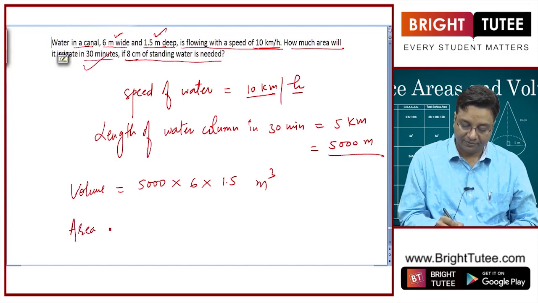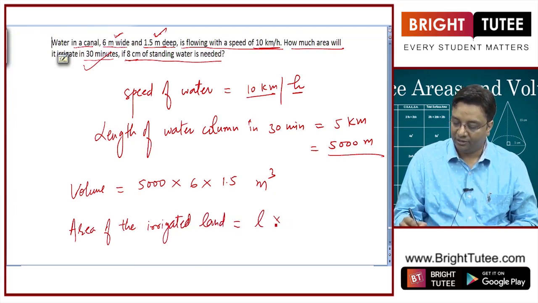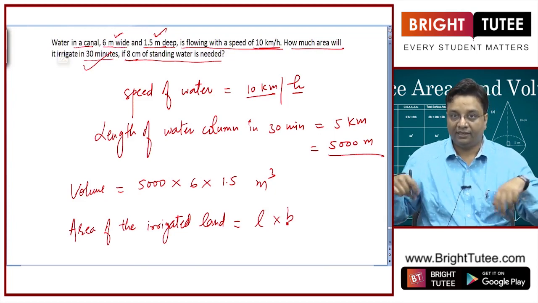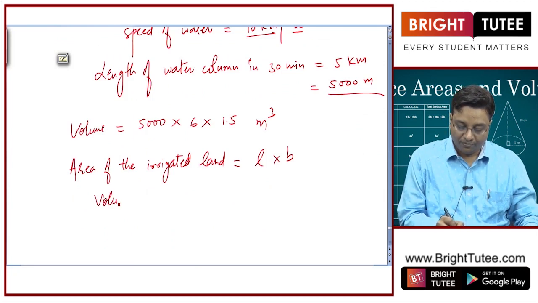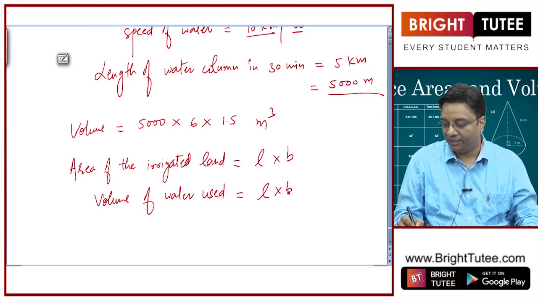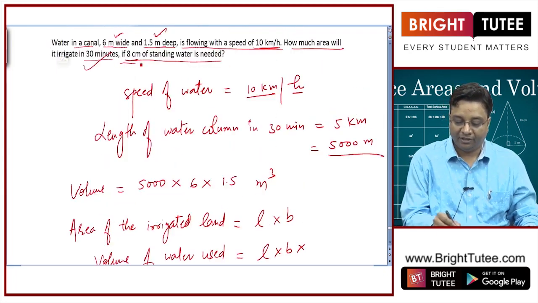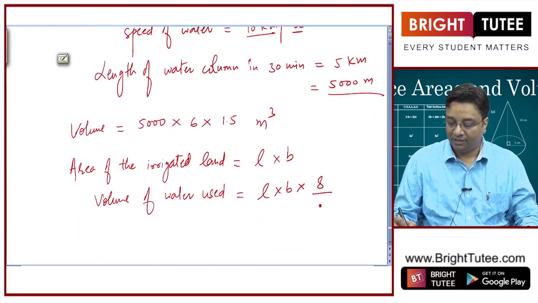So area of the irrigated land is equal to length into breadth, length of that land and breadth of that land, right? So the volume of water used will be length into breadth into 8 centimeter of standing water that is needed. So 8 centimeter here, I will convert it into meters. So let me divide it by 100.